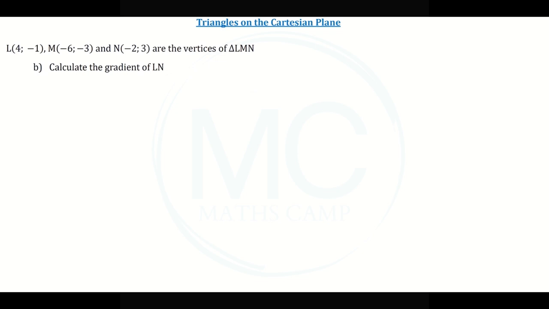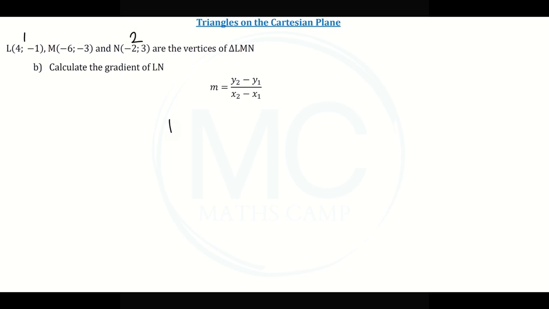Calculate the gradient of LN. We need to find the gradient of the line between L and N. So we can use the gradient formula. Let's say that L is our first point and N is our second.